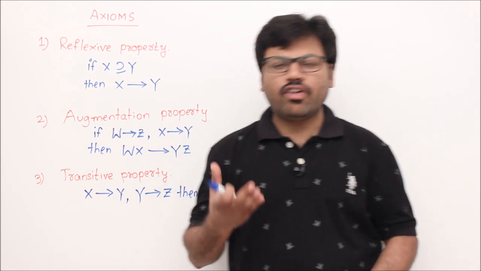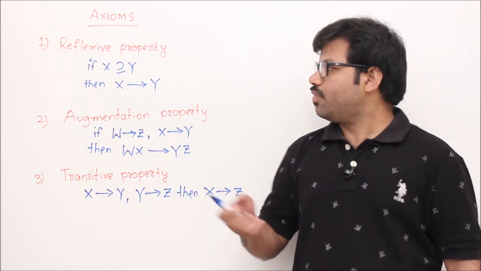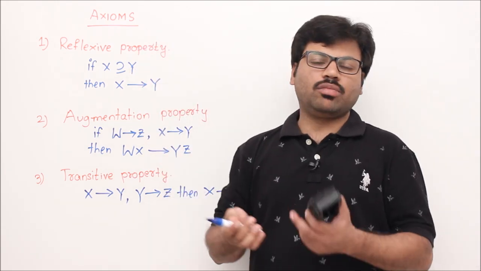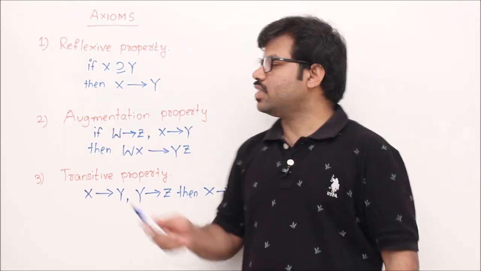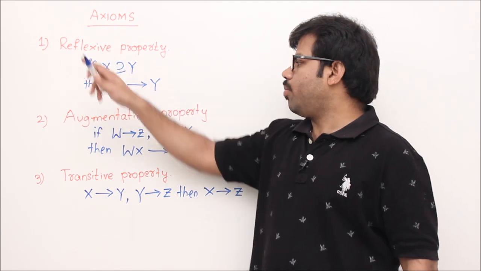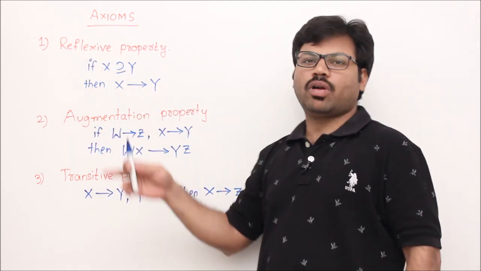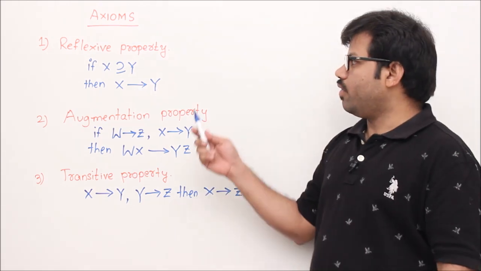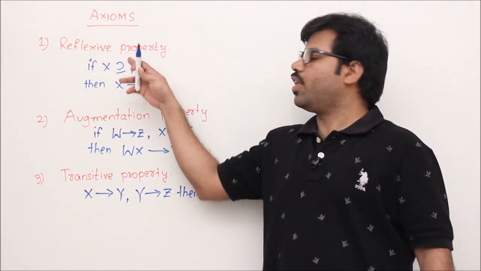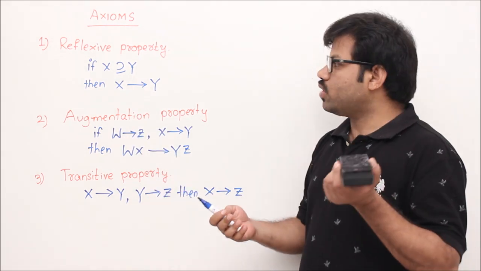Okay, now let's slowly develop the theory about functional dependencies. First of all, we start with axioms. Axioms are nothing but some blind rules. Every functional dependency satisfies these blind rules: reflexive property, augmentation property, transitive property. So they are called universal rules. We'll see them one by one. There will not be any proof for this reflexive property, but it is very obvious to understand.